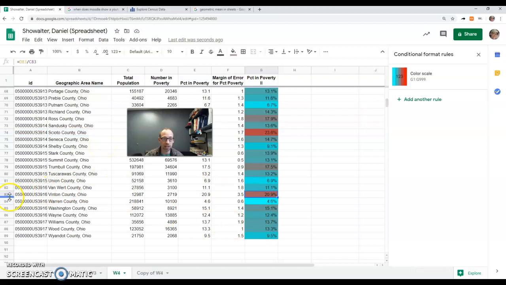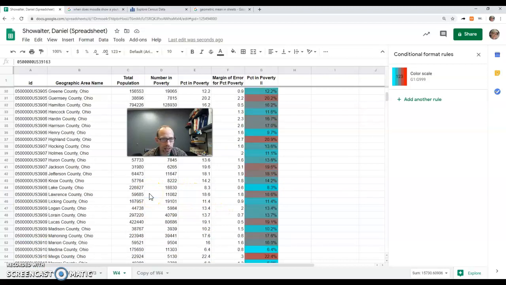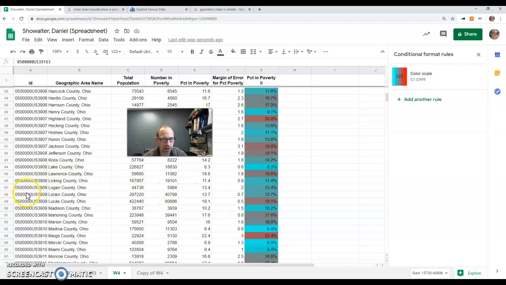We click on Vinton County. Now that is legitimate poverty. I've been to Vinton County. There was a special done on some of the schools in Vinton County and the poverty there.